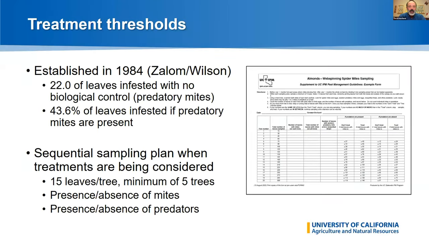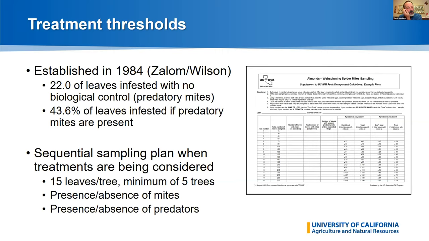Treatment thresholds for almonds were originally established in 1984 by Frank Zalem and colleague. What they said is that if 22% of the leaves are infested and you have no biological control, in those years predatory mites, you should treat. But secondarily, if 43.6% of leaves were infested, that's the threshold if you have biological control present. So remember that number, 43. We're going to come back to that.